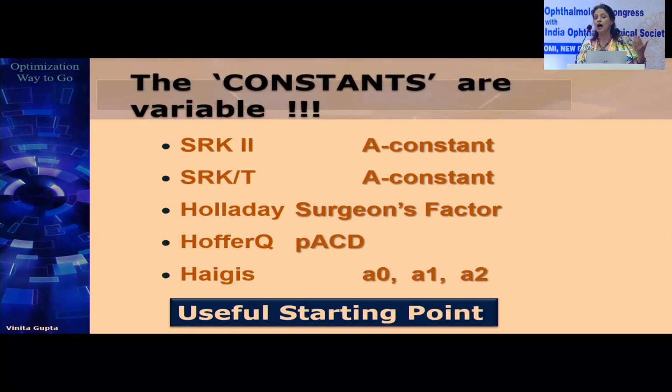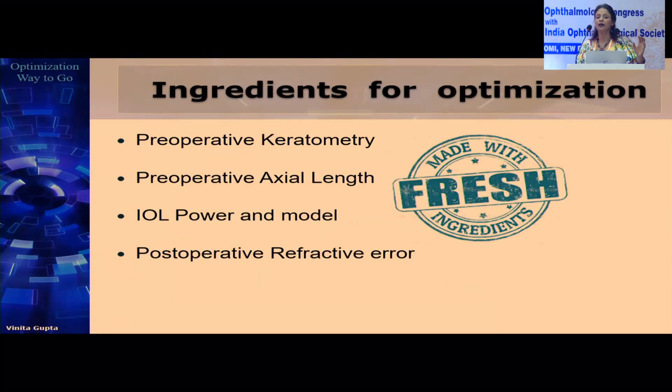And these constants, remember, are different for every formula. We have the surgeon factor for Holladay, for Hoffer we have the pACD, for Haigis we have a0, a1, a2, all of which are used as a starting point. But remember, for optimization of your own results, you need these basic ingredients which we all have when doing a cataract surgery: your preoperative keratometry, axial length, IOL power in the model which you are choosing, and the postoperative refractive errors of your previous cases.